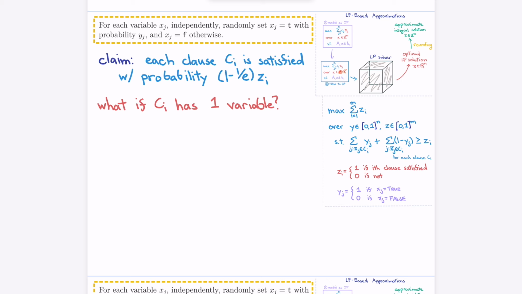It'll be whatever that variable yj is, and zi is going to be equal to yj, right? It's going to be as big as possible. So you're going to get exactly zi. You're not going to have to give up a 1 minus 1 over e if it were one variable, which is also good. You're hoping you do well on one variable. That should be pretty simple. Okay, so that's good. All right. What if you had two variables?